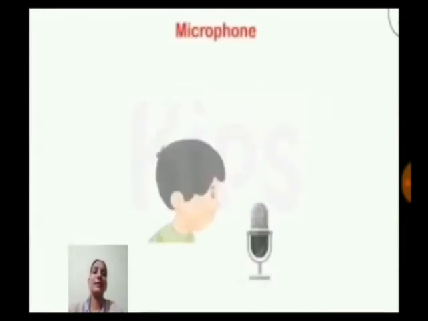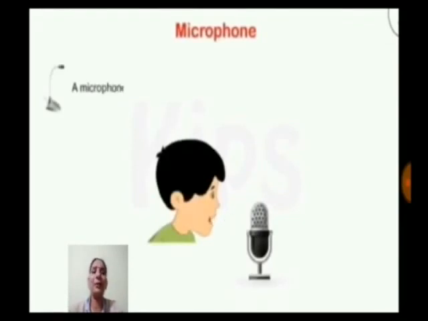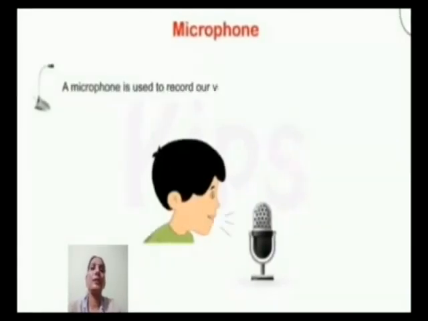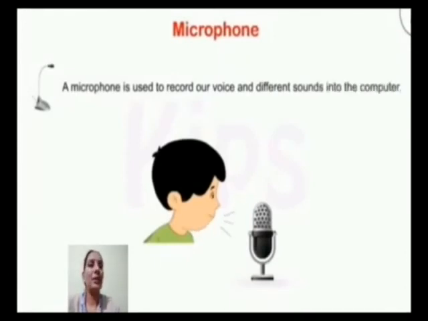The next part is the microphone. A microphone is used to record our voice and different sounds into the computer. Using a microphone, we can also talk to our friends on the internet.